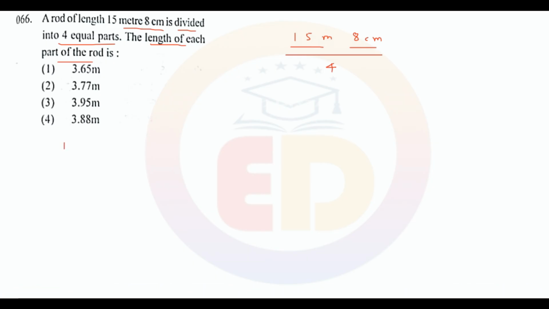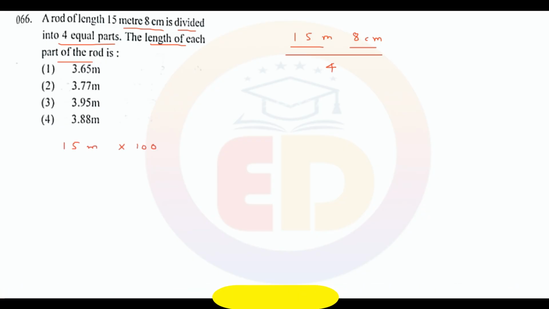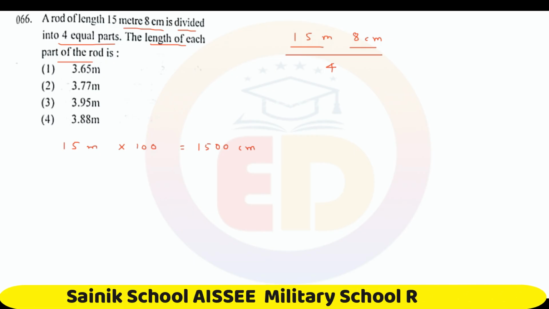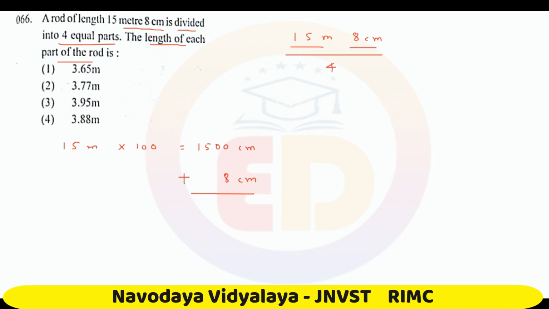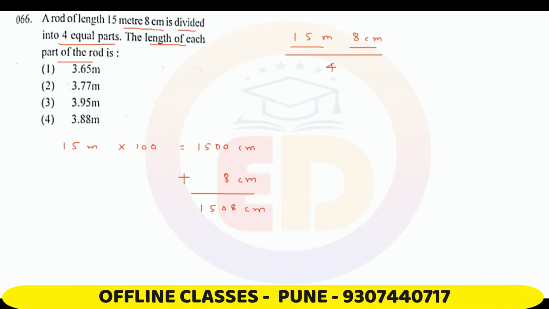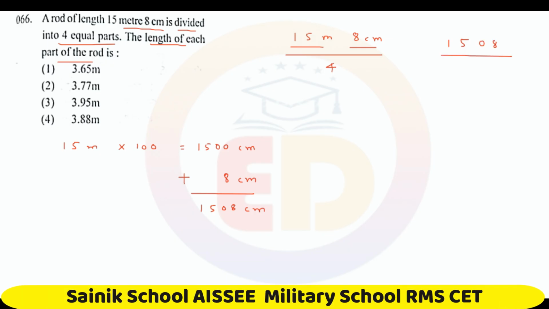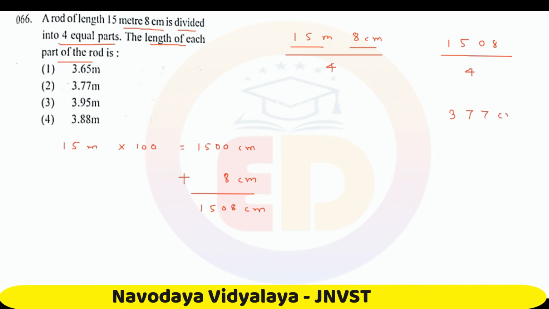So for solving this question, you convert the entire value to centimeter. To convert 15 meter to centimeter, you will multiply it by 100. It will become 1500 centimeter. Onto this you add 8 centimeter. 1500 centimeter plus 8 centimeter will become 1508 centimeter. Now we will divide this by 4. Dividing this by 4, we get 377 centimeter.